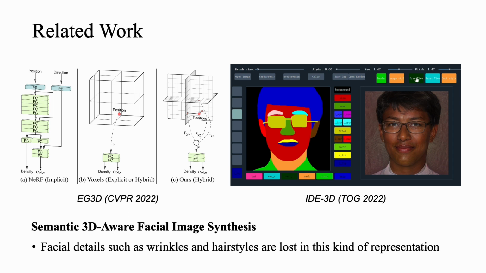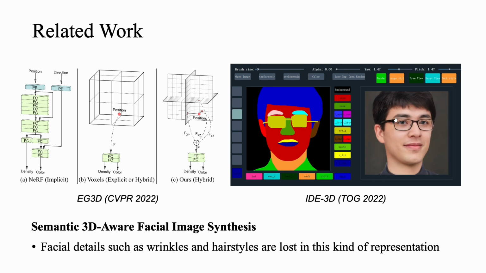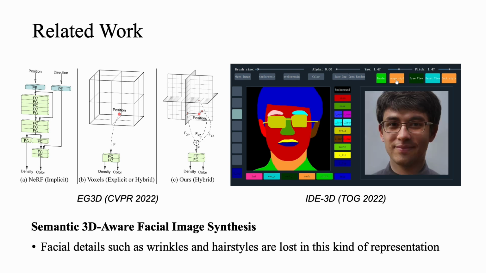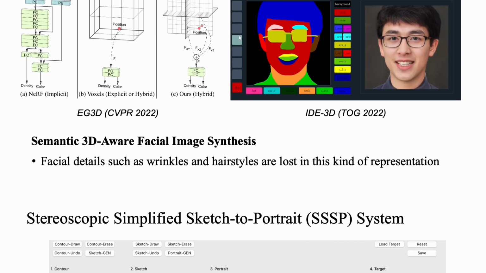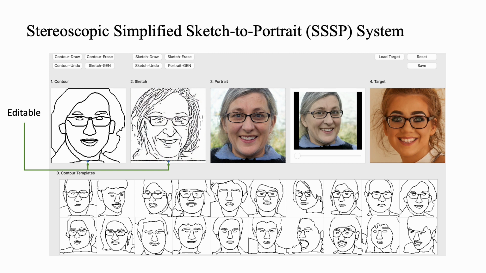Unlike them, our approach mainly focuses on building a user-friendly real-time interactive system even for non-artists by taking only hand-drawn sketches as input, which are much rougher and more abstract signals than the semantic mask used in IDE3D. To this end, we propose the Stereoscopic Simplified Sketch-to-Portrait (SSSP) system.